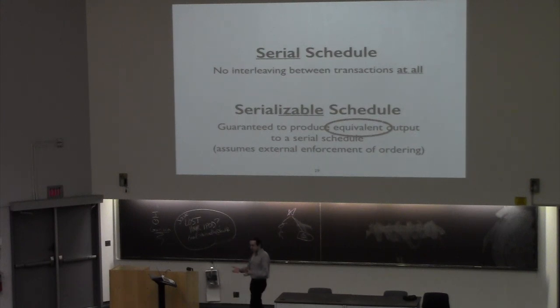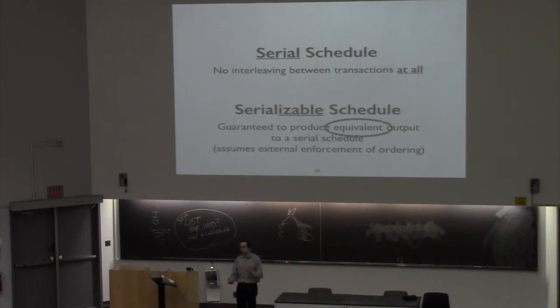And so we can define correctness by means of a sort of equivalence class. And for an equivalence class, we need to define some notion of equivalence. So one way to look at this is in terms of the output. If two different schedules produce the same output, then they are equivalent. And we can say that a schedule is serializable if it is equivalent, or at least guaranteed to be equivalent, to a schedule that we know is serial. So we can do any kind of rewriting that we want as long as it doesn't break the output.